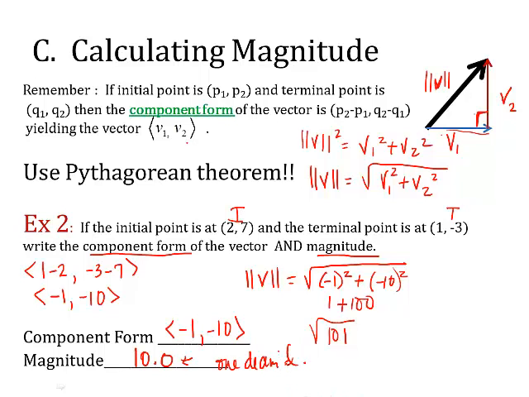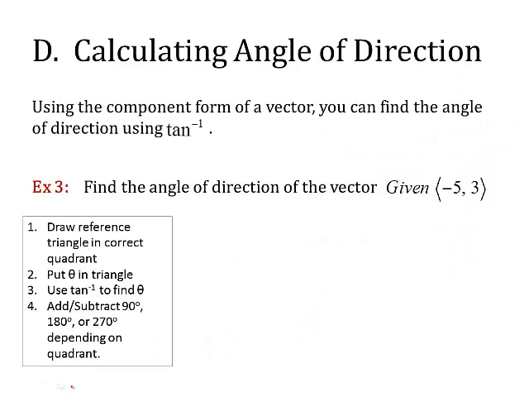Everything needs 1 decimal place. Even if that decimal is 0, you need to round to 1 decimal. And that'll make life simpler as we go along. All right, so that's how you do magnitude. That's how you do component form.